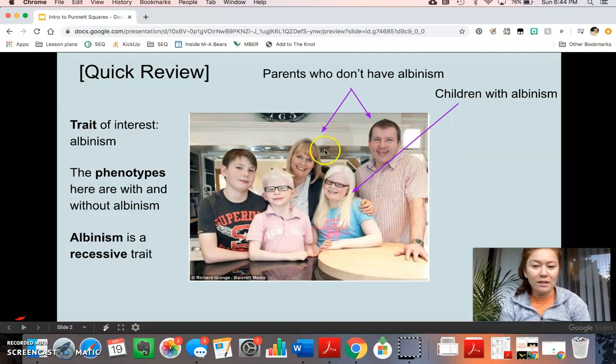So the only possible way that these two parents who don't have albinism could have a child with albinism is if they're somehow able to be a carrier. They carry that trait for albinism with them. And we'll dig a little bit deeper into that later. So let's just sit tight.